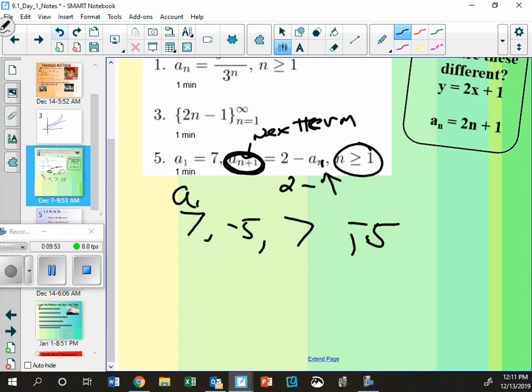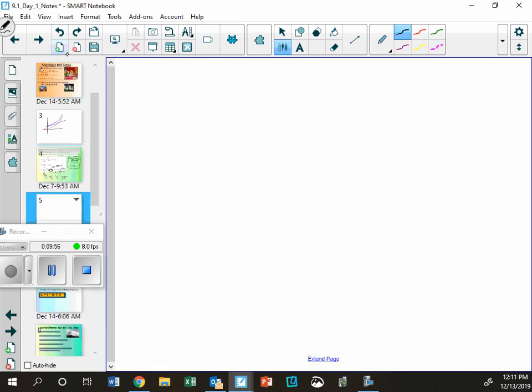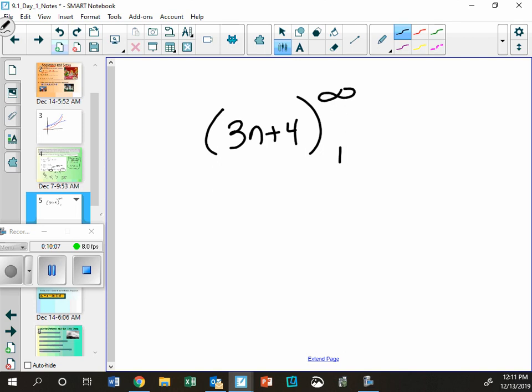Okay, so let's see if you can handle a more normal one. Let's say I go... Just give me the first three terms of that. Three n plus 4. There's an n here, and that's just a 1, and that's an infinity. We just did one like this a minute ago.